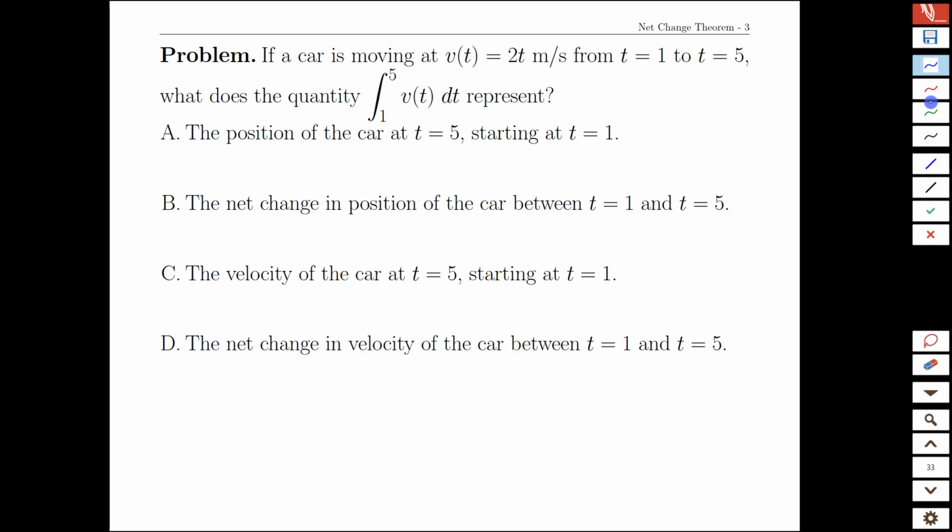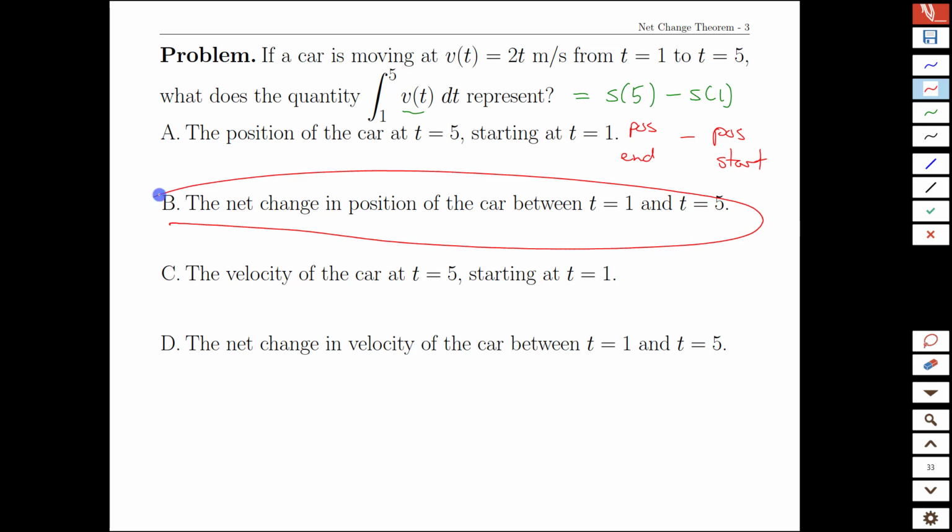All right. The first thing I think that's most helpful is to remember that this is velocity. When we integrate it, we're going to get position. I'll use s again. And so the fundamental theorem of calculus says we're going to get s of 5 minus s of 1, and that's going to be a net change in position. This is position at the end minus position at the start. So we are definitely looking at the net change in position between t equals 1 and t equals 5. It does not represent a change in velocity. The quantity that we get back is definitely in units of meters only, not meters per second. And so those things don't come out of this calculation.